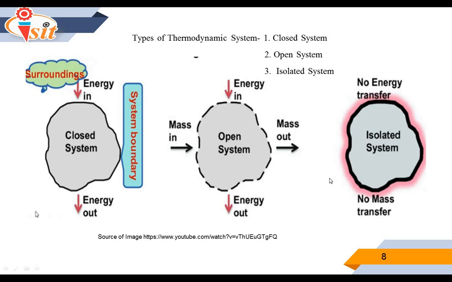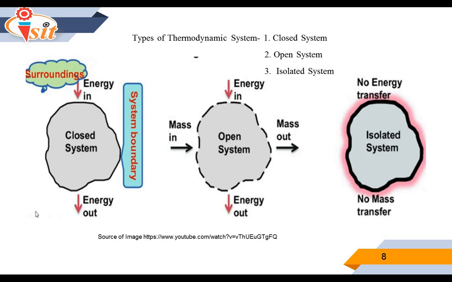So if we want to take examples of an open system, where mass and energy are both transferred, the examples are all mechanical systems, that is turbine, compressor, pumps, boiler. These are examples of open systems.